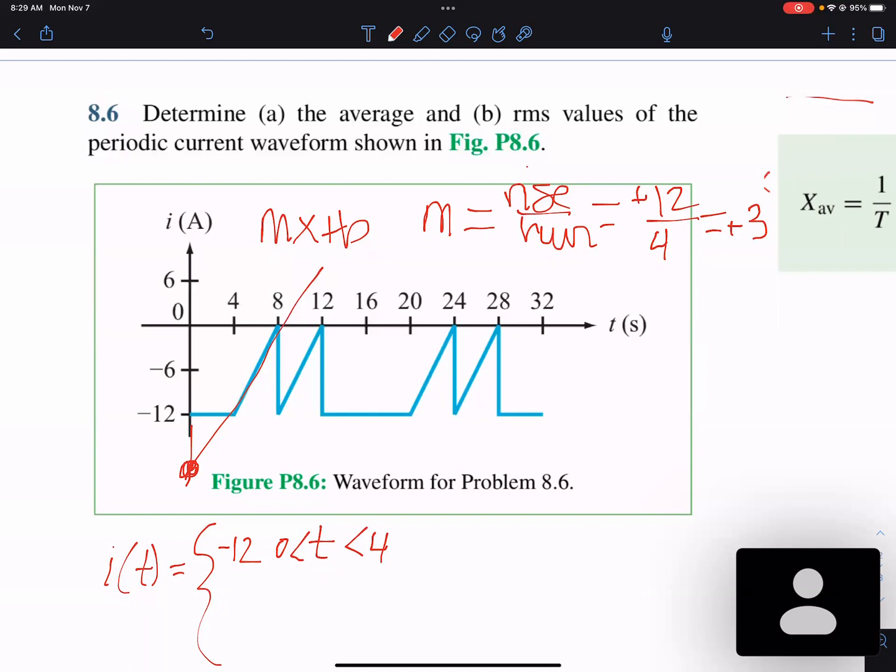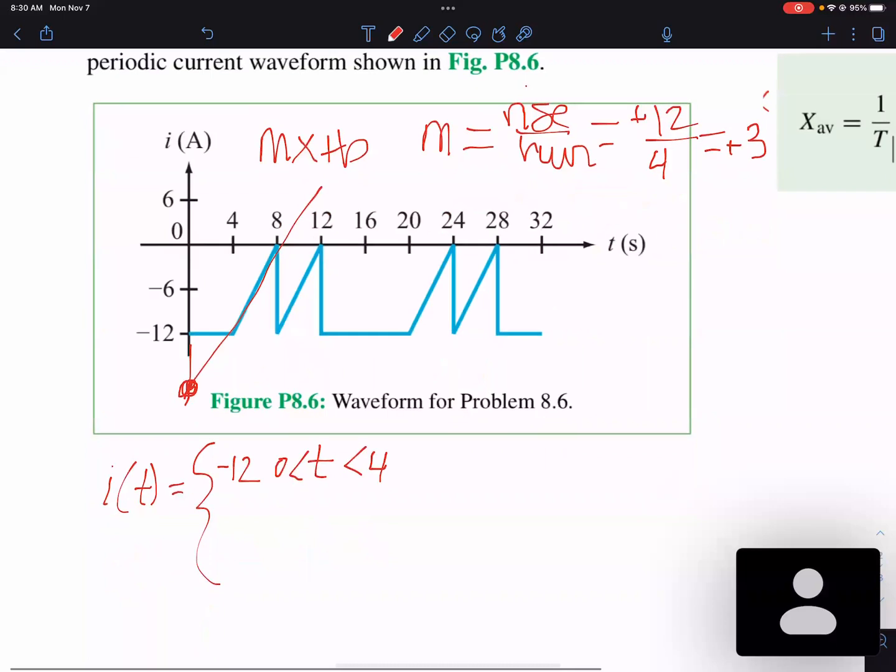So if the slope is 3 between 8 and 4, you're going to go 3 more. Wait, you're going to go... It would be minus 12 again, right? Over a time period of 4, you go down by minus 12. And so another 4 is going to be minus 12, so this would be minus 24. So this is going to be 3t minus 24 between 4 and 8.